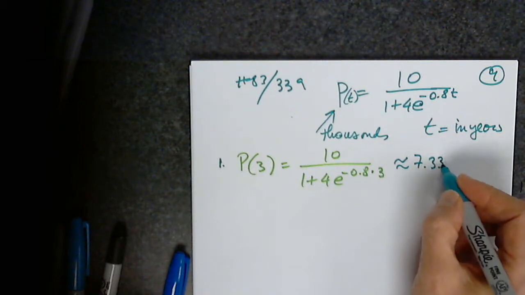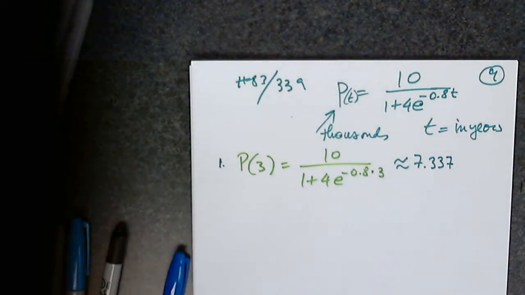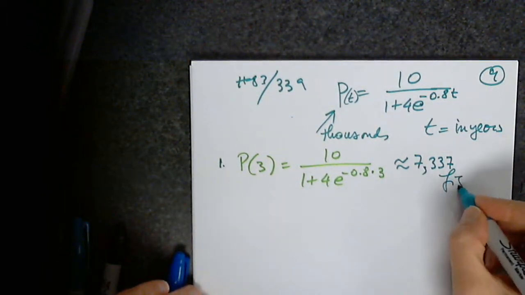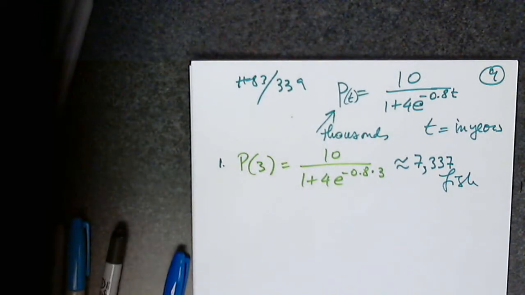337 I should write. What does this mean? Right. So I'm just going to put a comma then. Fish. So 7,337 fish in 3 years. Perfect. Now, part B. After how many years will the fish population reach 5,000 fish?